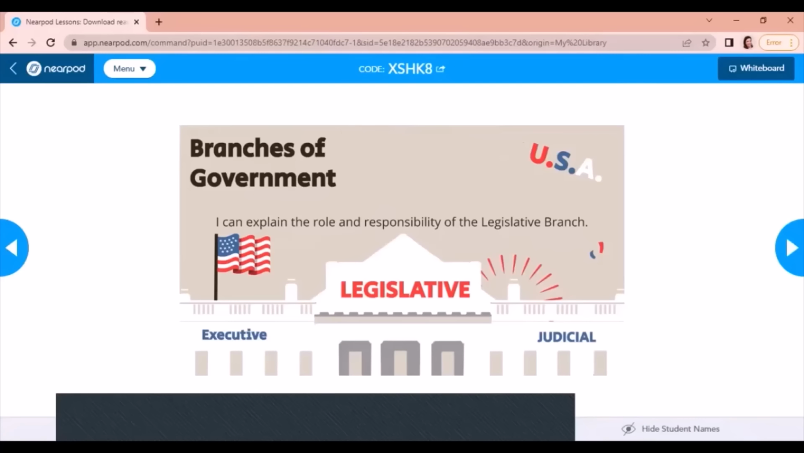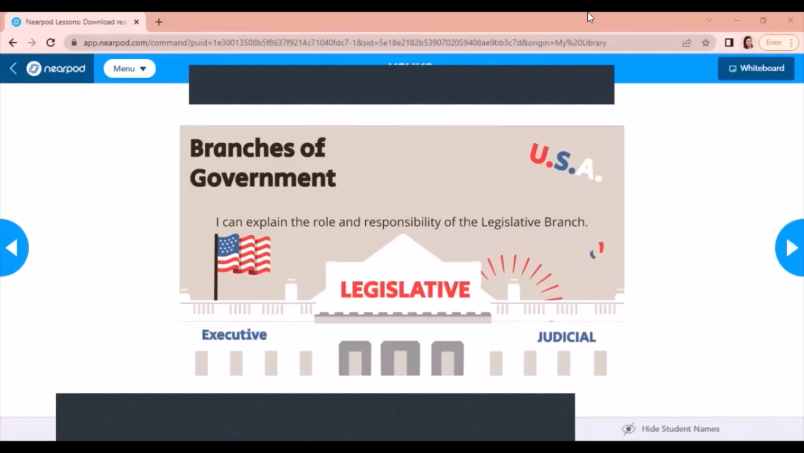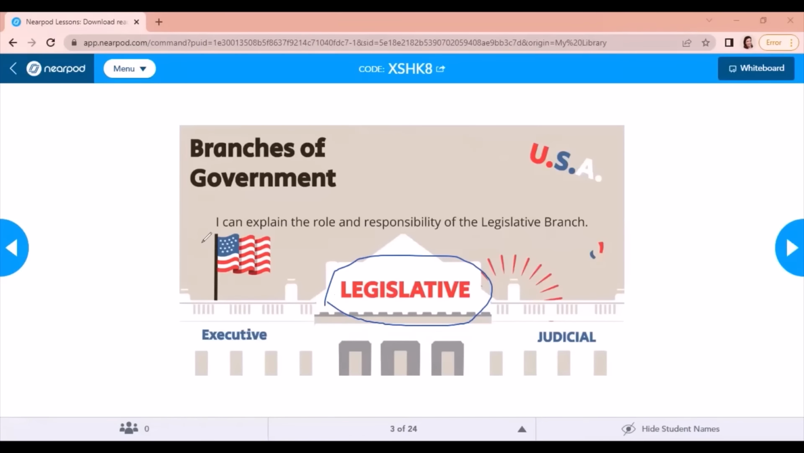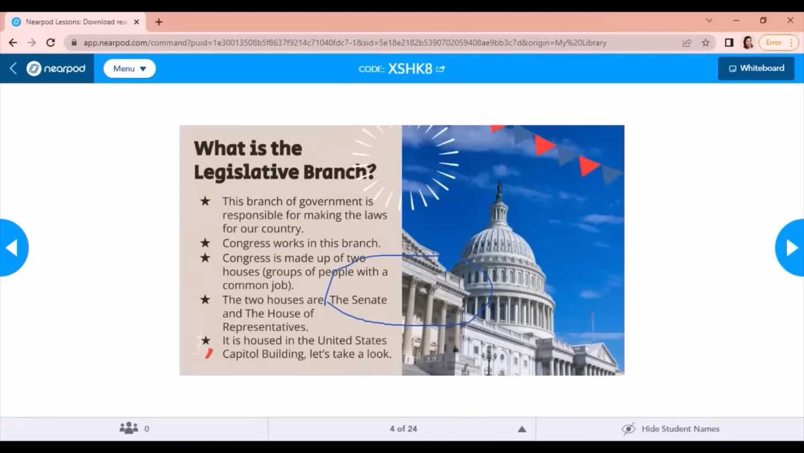So the three branches of government: we have the executive branch, the legislative, and judicial. Right now, we are going to talk about the legislative branch. One way to remember legislative branch: legislative starts with an L and laws start with an L. We'll come back. Remember that for the Kahoot too.